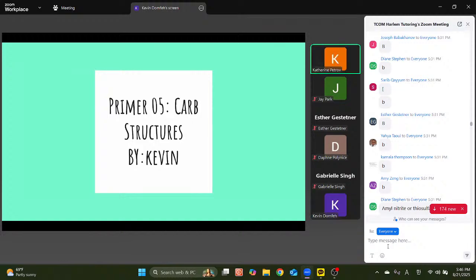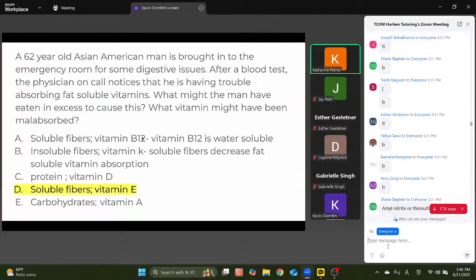Okay, I'm sorry. For that one, why wasn't it A? So, as I said before, this is a two-part question, right? I explained that when you eat soluble fibers in excess, it can actually inhibit how much of the fat soluble vitamins you can absorb. It also says that verbatim in your lecture. However, vitamin B12 is not a fat soluble vitamin. Your fat soluble vitamins are going to be A, D, E, and K.